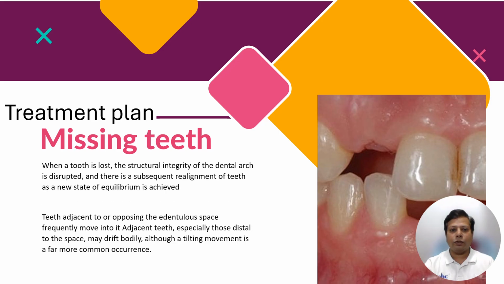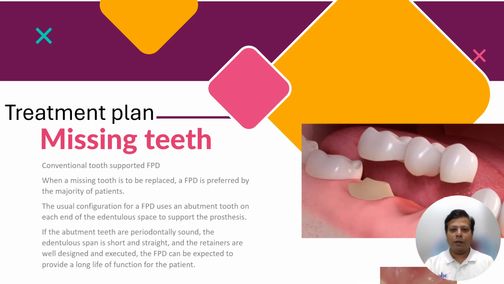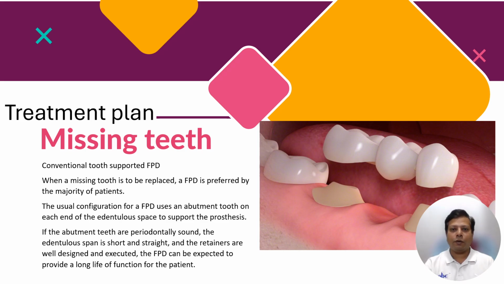When a particular tooth is lost, the structural integrity of the arch is also lost with it. In the dental arch, there might be a subsequent realignment of the teeth. That is, posterior or anterior teeth may move into the space, or opposing teeth move into the existing edentulous area. So we have different options for fixed partial dentures with missing teeth. Generally, the most considered is the conventional tooth-supported fixed partial denture, the configuration of which generally consists of two abutment teeth with a single missing edentulous area in between.